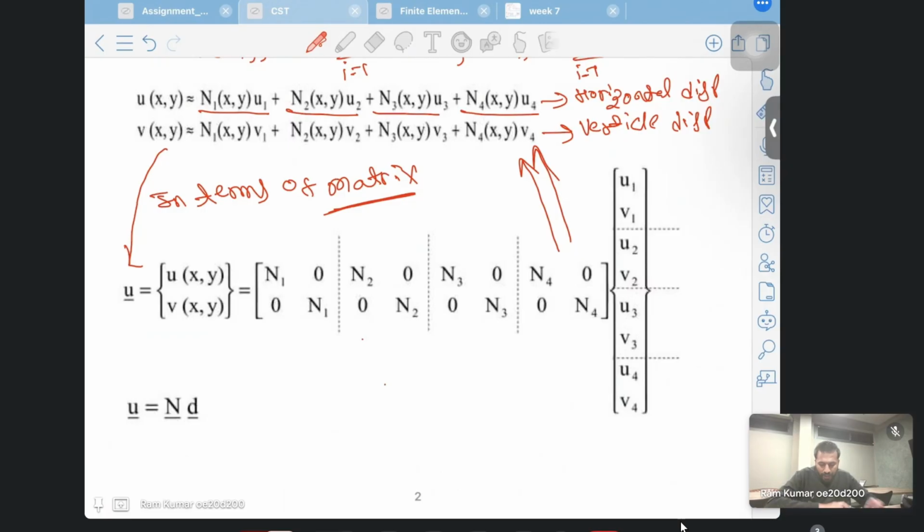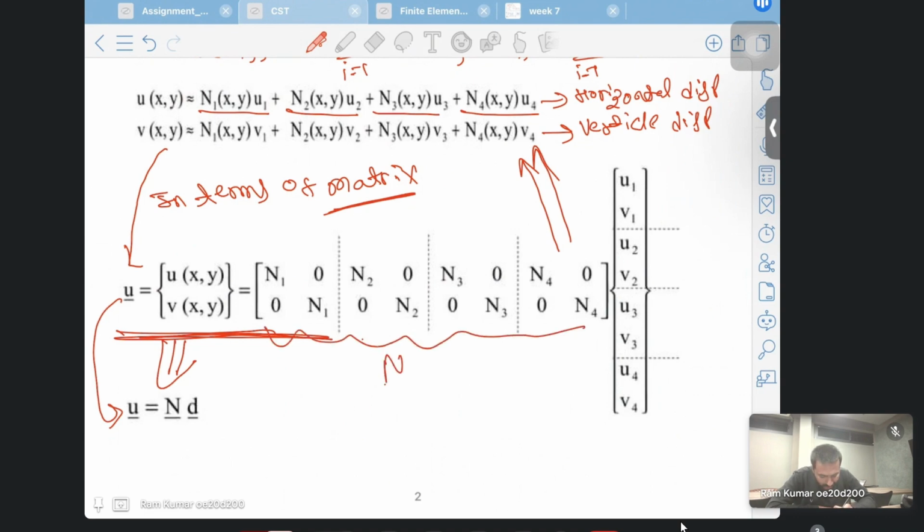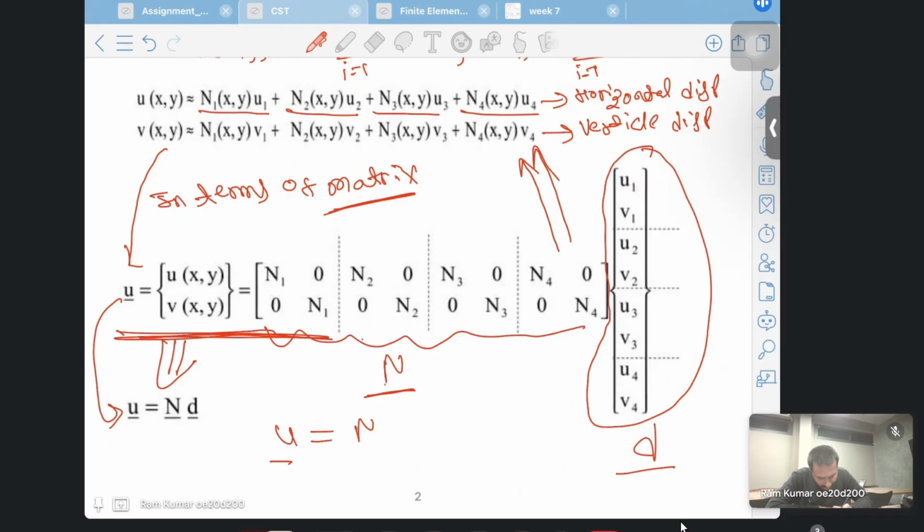Okay. So similarly, how can we write this expression in short form? This is the displacement, and for this whole expression I will say this is our shape function, and for this expression I will say this is our nodal displacement. So in short form, this is the displacement u and this is our nodal displacement.